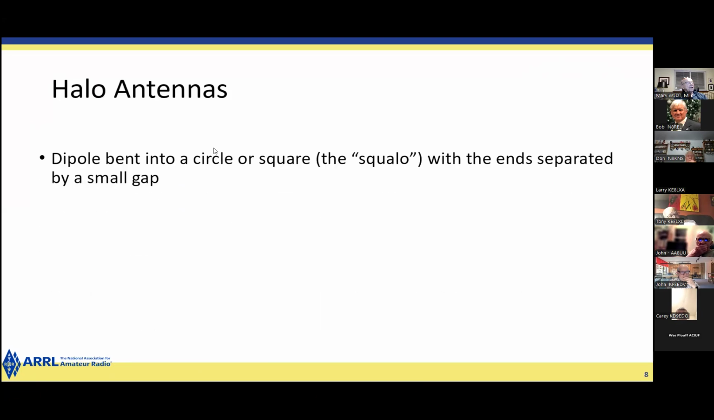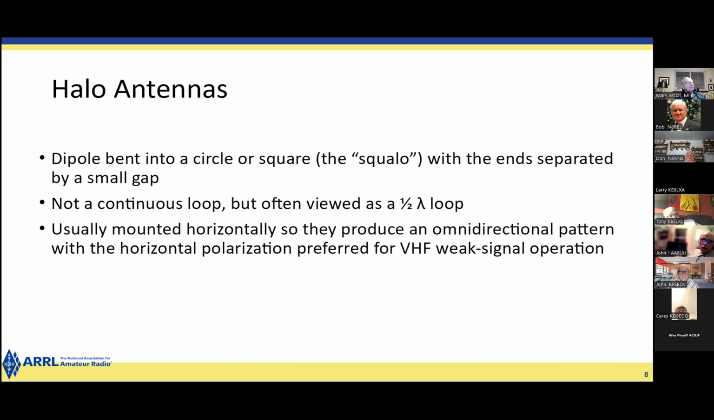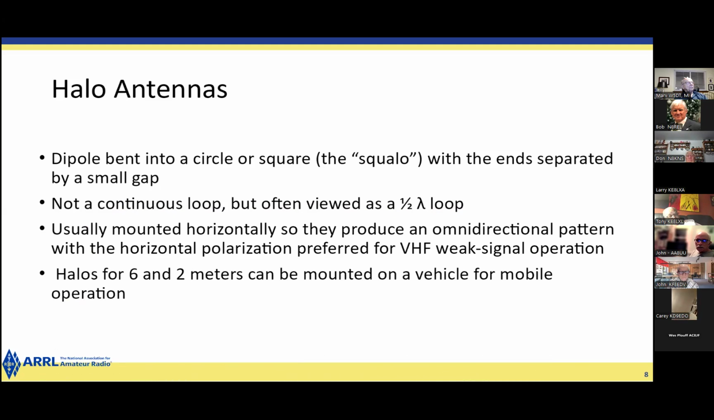Now, there's such a thing as a halo antenna, which is a dipole bent into a circle or square with the ends separated by a small gap. It's not a continuous loop, but it's often viewed as a half wavelength loop. Usually mounted horizontally, they produce an omnidirectional pattern with the horizontal polarization preferred for VHF weak signal operation. Halos for 6 to 2 meters can be mounted on a vehicle for mobile operation.